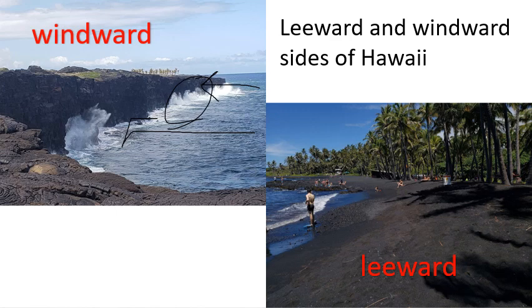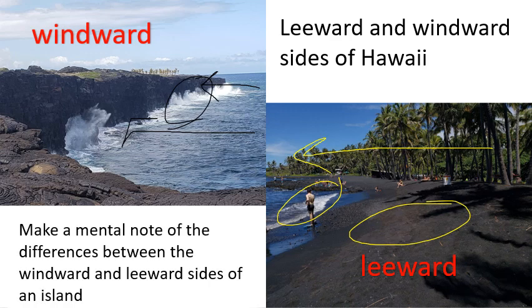Well, over here on the leeward side, now the wind is blowing that way, and you can see the waves aren't nearly as big. These two pictures were taken on the same day. And you notice over here we got a lot of sand because there aren't big waves to take the sand away. So in your head, make a mental note of the differences between the windward and the leeward side of the island. The windward side, very rough, tends to be jagged and rocky. The leeward side tends to be calm and sandy.